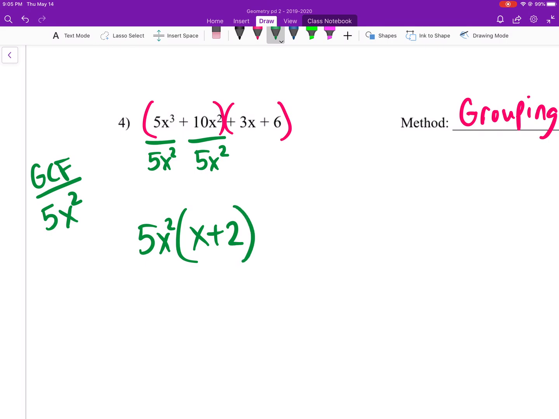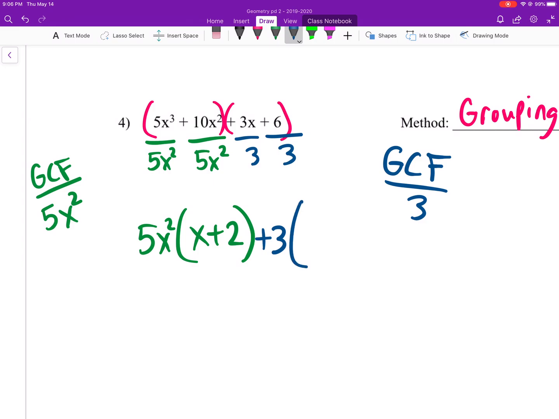Now let's work with the next group, 3x plus 6. What's the GCF for 3x plus 6? We can divide both of those by 3, right? No x, though, because 6 doesn't have an x. So we can divide both of these by 3. The GCF goes out front, so plus 3. Open up your parentheses. 3x divided by 3 is just x. 6 divided by 3 is 2, so plus 2.